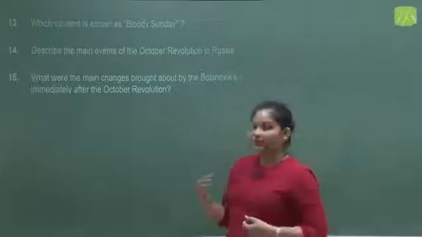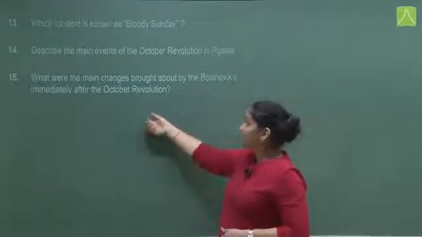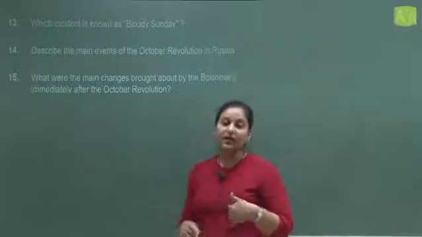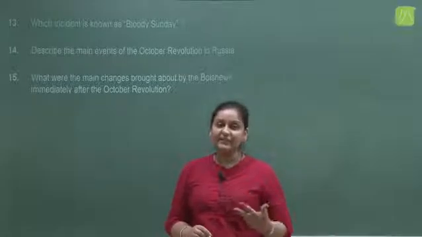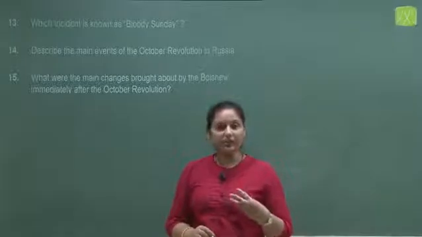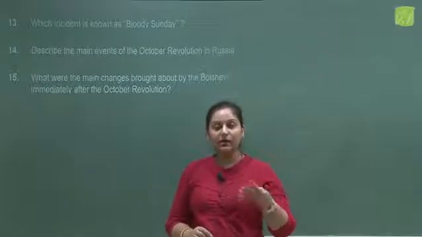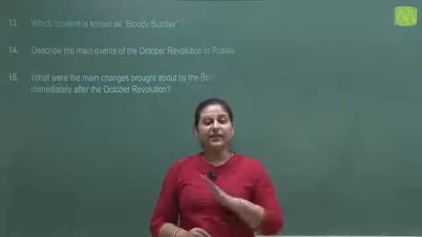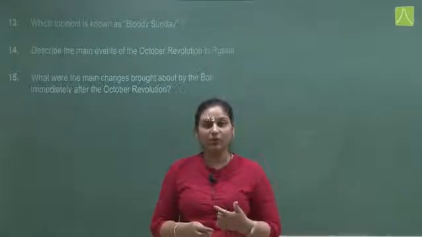The last question that we are going to here discuss is, what were the main changes brought about by Bolsheviks immediately after the October Revolution? The first change that he introduced was implemented April thesis. The second change was that the banking system was nationalized. The third change was that they made a peace treaty with Germany at Brest-Litovsk. The fourth change that we notice is that he changed the party's name to Communist Party. The fifth change that we have is that there was a complete reversal and secret police forces were hired to keep a check on the people.